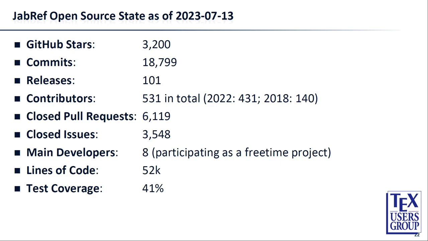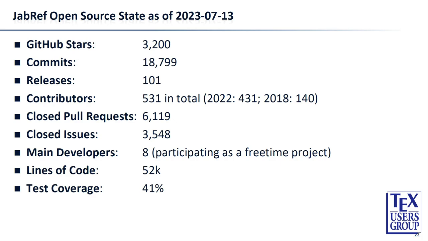We got 3,200 stars, and I hope that after the conference we got 3,300 stars, so that we keep up. And we've got nearly 90,000 commits, and I counted over 100 releases. And this is the interesting figure: we got 531 contributors in total, and from last year it were 100 less. And these contributors come from universities all over the world, which use JabRef as a software engineering training object. And I will show later how this works.